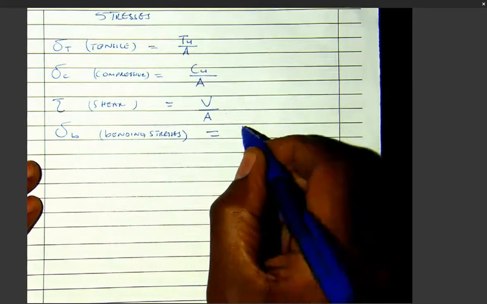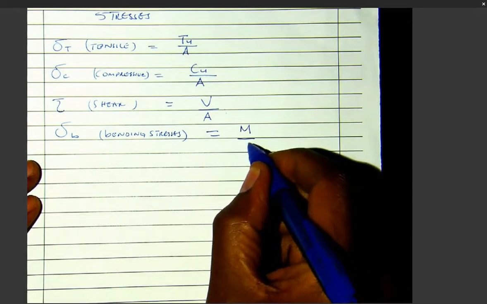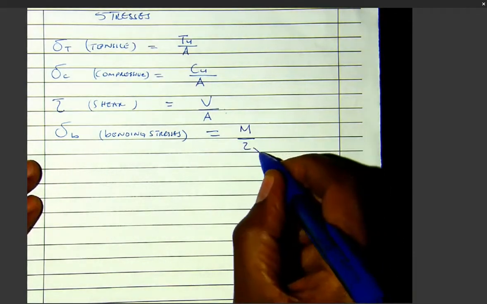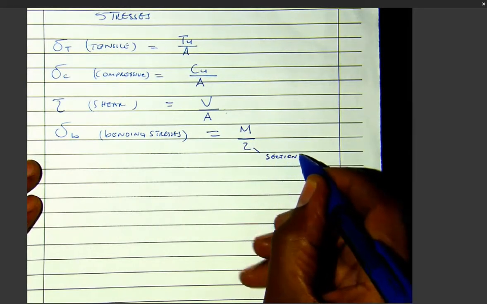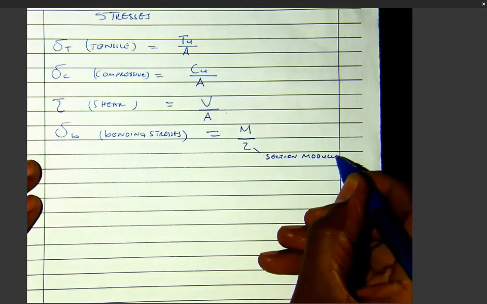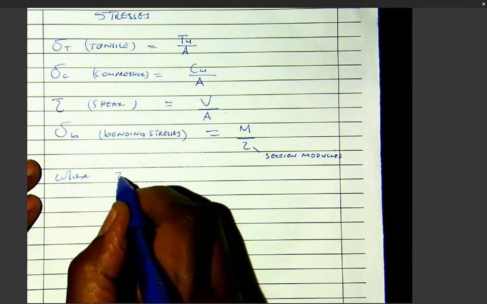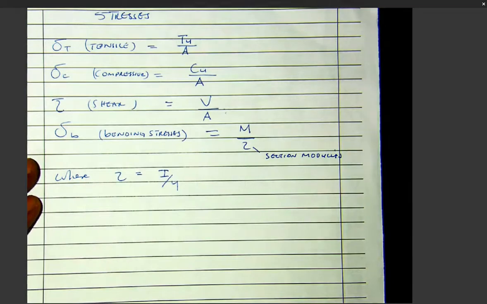Which is M over Z, Z being the section modulus, where your Z is equal to I all over Y.